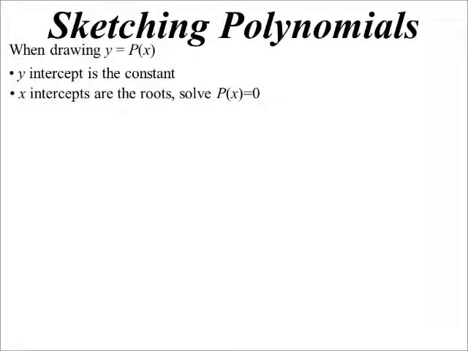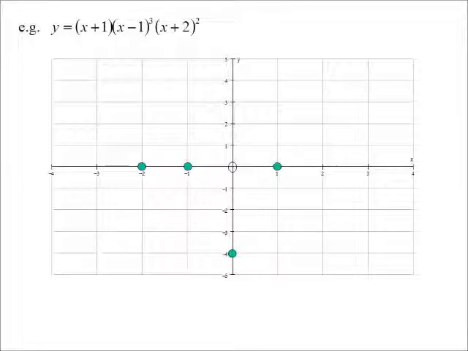X-intercepts are the solutions to the equation. If it is possible to find them, we find them. And of course, mine are easy because I've got it factorised. So we know the x-intercepts: there's one at minus 1, then another at 1, and another at minus 2.